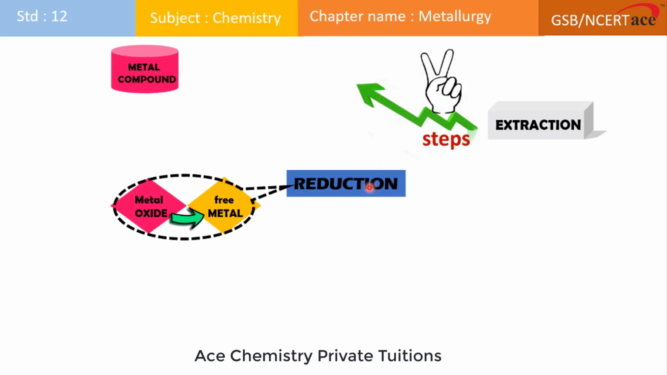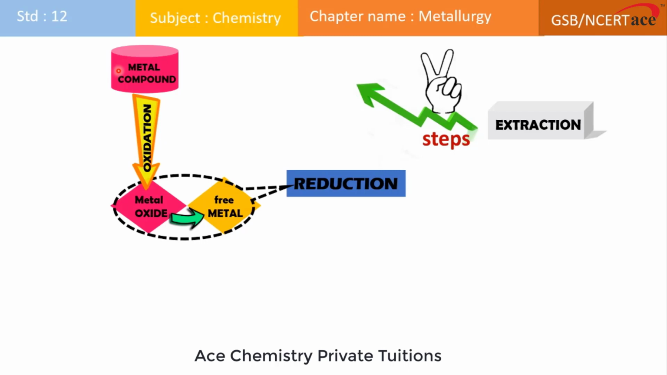So this process of conversion of metal oxide to free metal is referred to as what? Reduction process. But reduction is the next step that we involve in the extraction. Before this, we convert the metal compound into metal oxide by a process of what? Oxidation. So first we carry out oxidation, and second we carry out what? Reduction. Let's move to the first step.